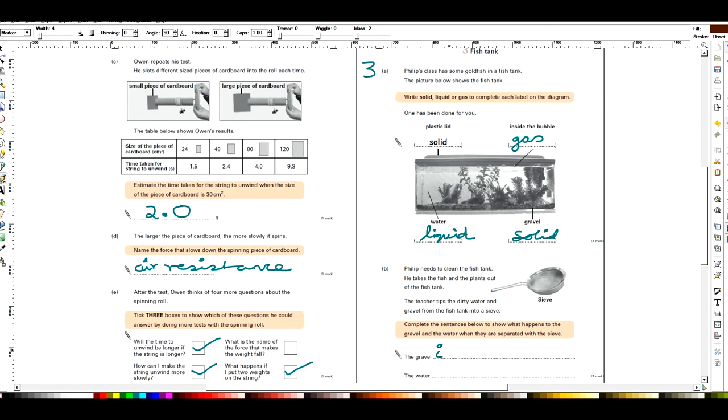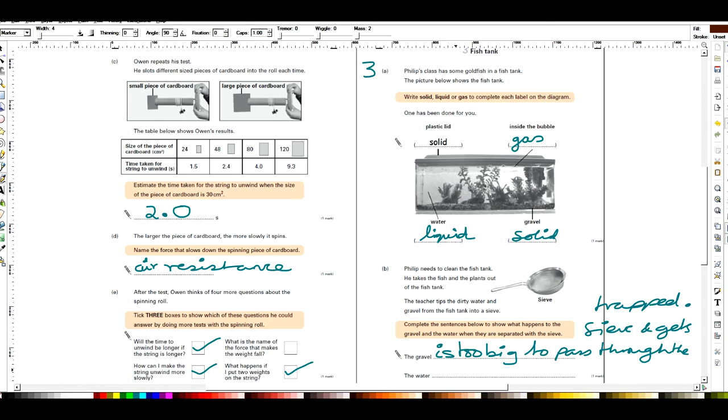So the gravel is too big to pass through and gets trapped. It's too big to pass through the sieve. Too big to the sieve and gets trapped. Okay, trapped. So it stays.